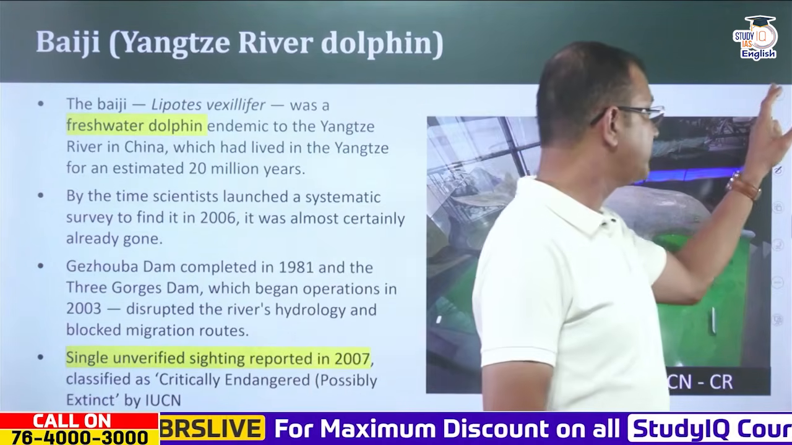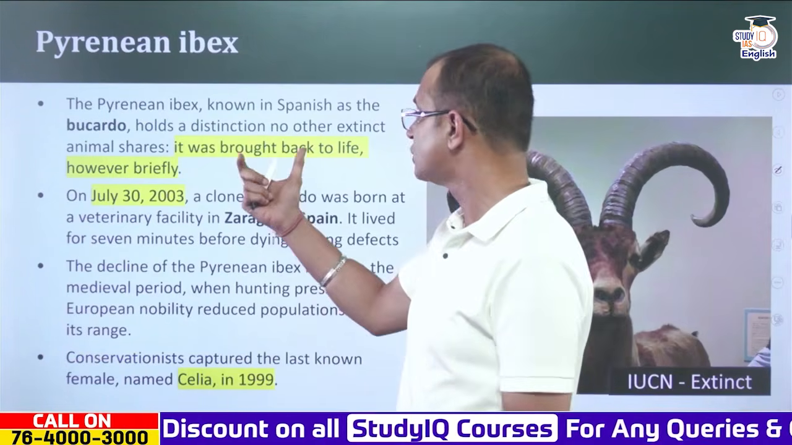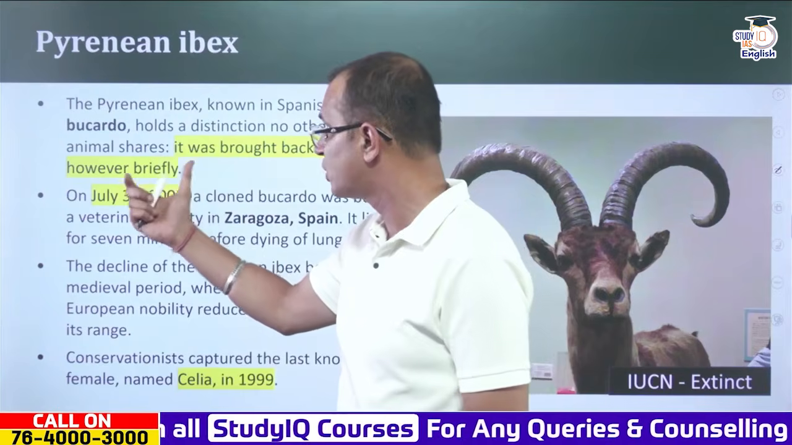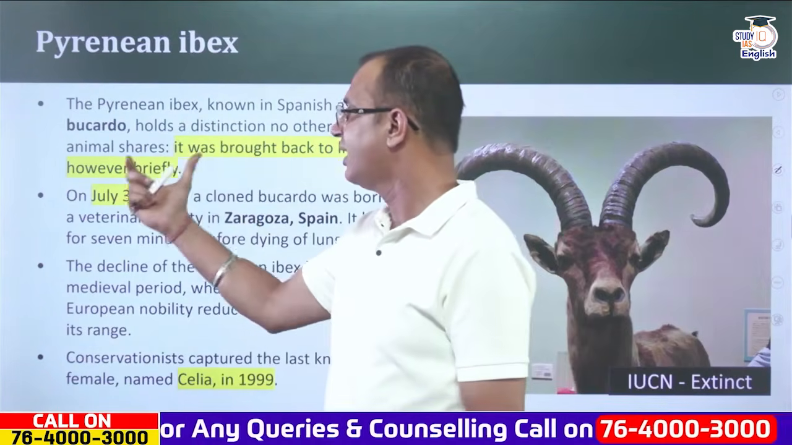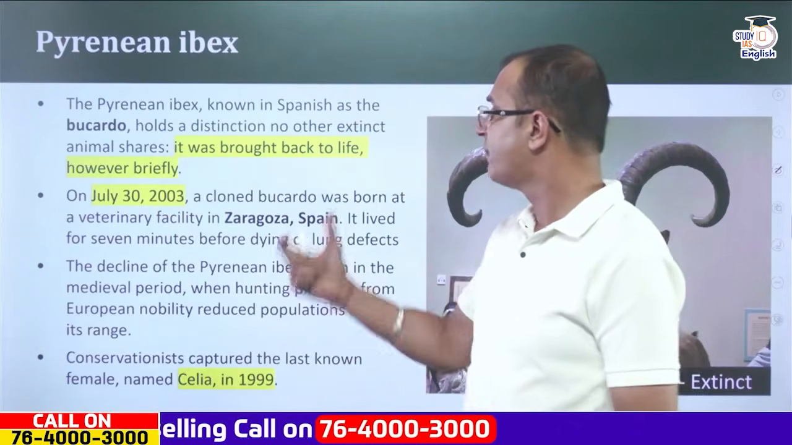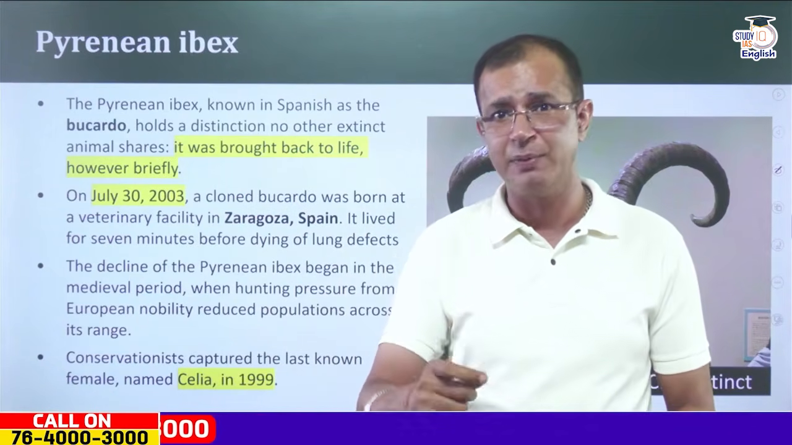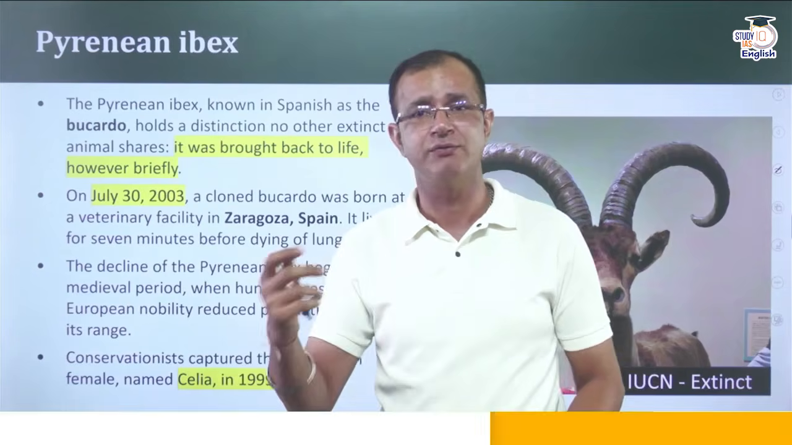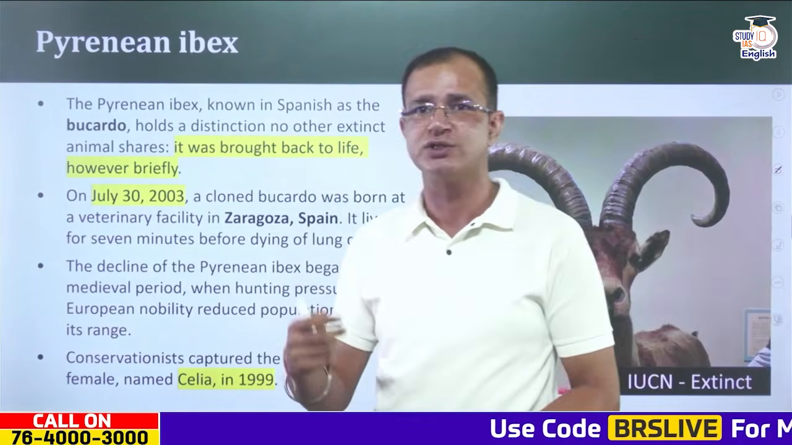The next species that we are talking about is the Pyrenean ibex. It is also known in Spanish as bucardo. It holds a distinction that no other extinct animal shares, and that is that it was revived. It was brought back to life, however briefly, so you can say that it became extinct twice: first in the wild, and again when it was revived.